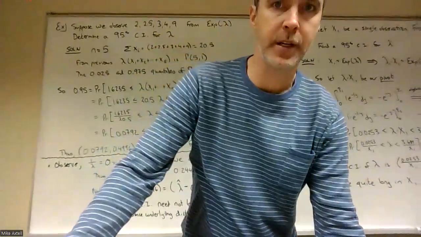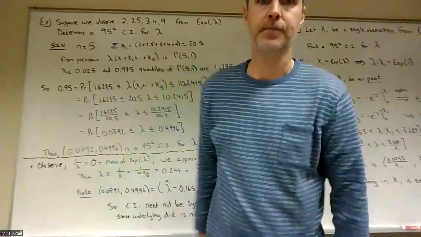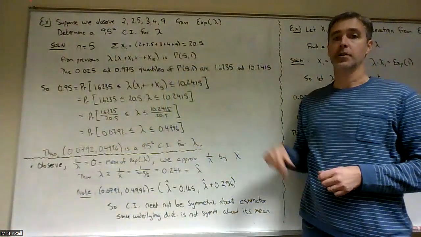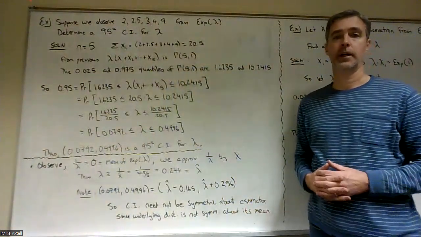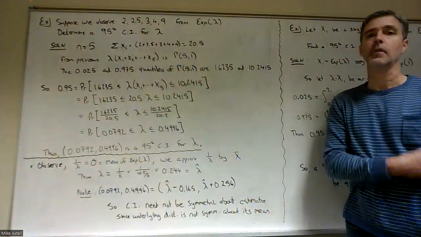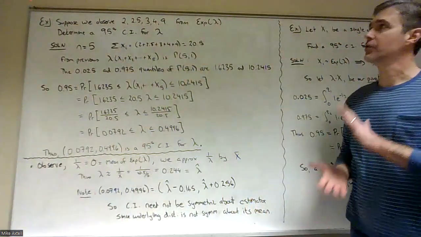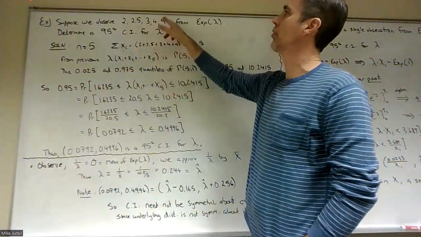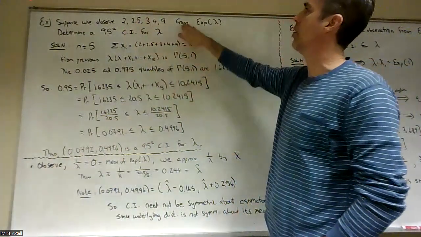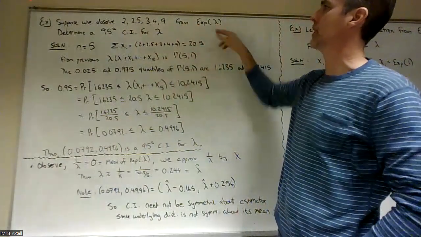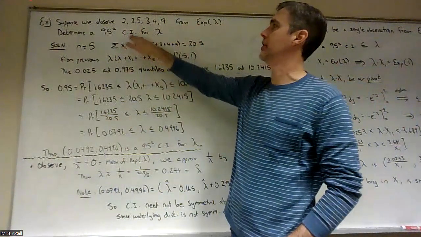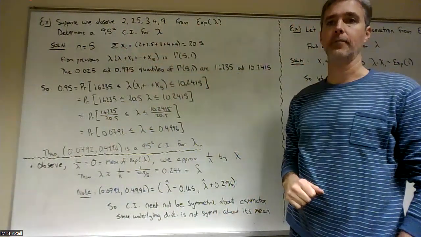All right, so we've got this idea of creating a pivot with exponential data, and what's enacted on this panel here. So pause, copy, play. All right, so now here's some data: 2, 2.5, 3, 4, 9. So there's a random sample, and it all came from this exponential distribution whose lambda I don't know. But I would like a 95% confidence interval for lambda, all right?